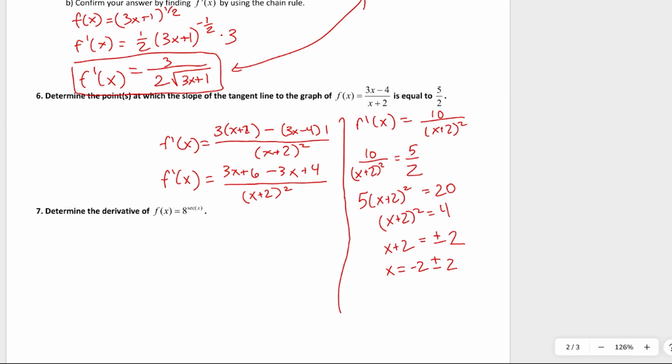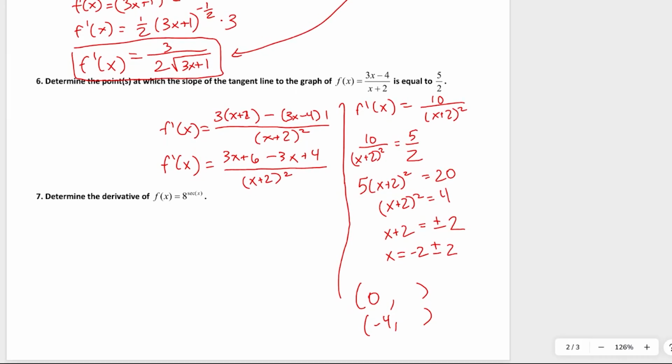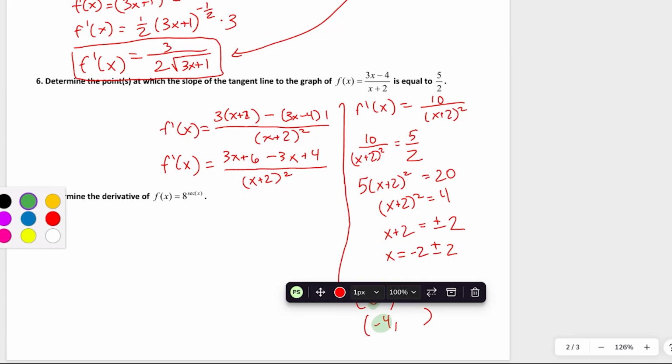So I'm going to have two x values here. I'm going to have negative 2 plus 2, which is 0. And I'm going to have negative 2 minus 2, which is negative 4. And once I get those x values, I can find the y coordinates of the point by plugging these x values that I just found into this equation.